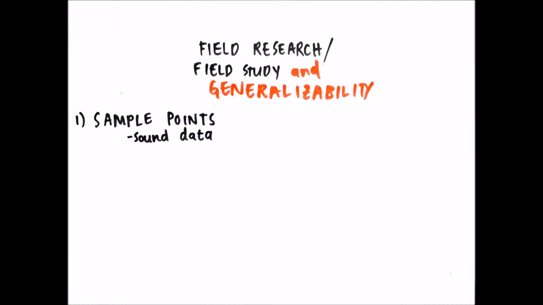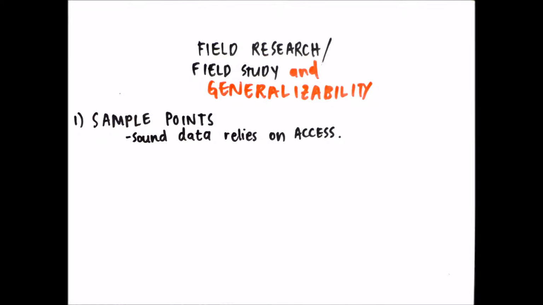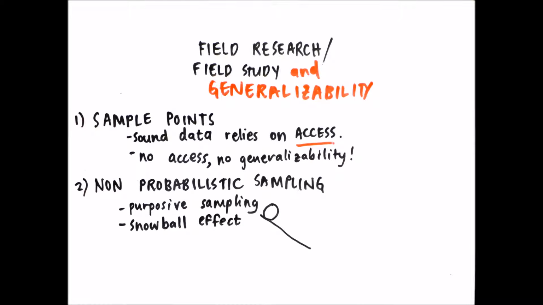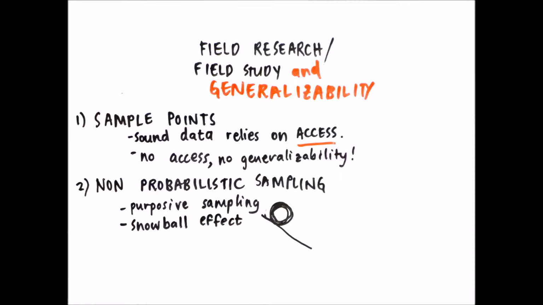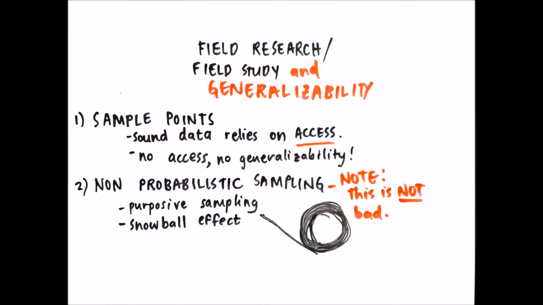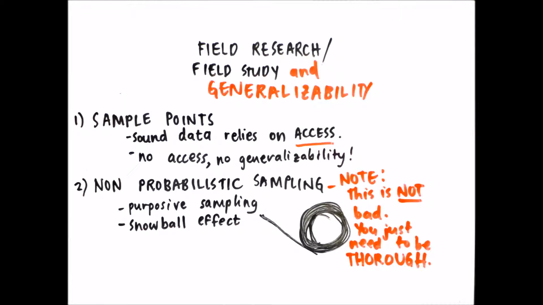One of the more prominent ways in which access affects generalizability has something to do with the sample points. Note that the case for generalizability depends largely on sound data. Where no access to data exists, no generalizability can follow. However, even if one has access to data, we also have to remember that most sampling strategies employed by disaster and crisis researchers are non-probabilistic. Disaster and crisis researchers often rely on purposive sampling, more specifically snowball sampling, where one informant helps them gain access to another informant. Some scholars shun this kind of research, though it's not really bad.